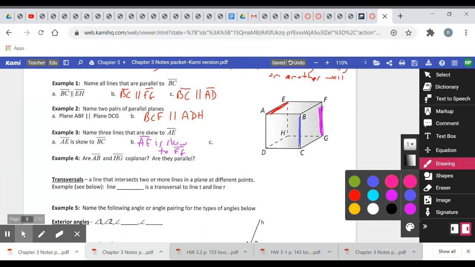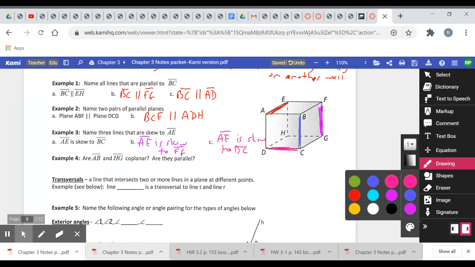And another example here would be DC. Again, we're looking at the red one up here and now the pink one. So AE is skew to DC.